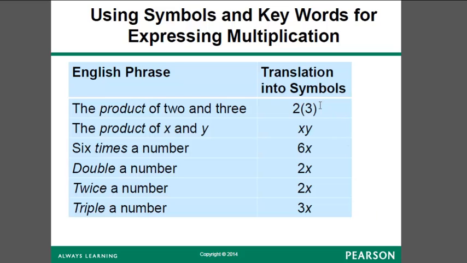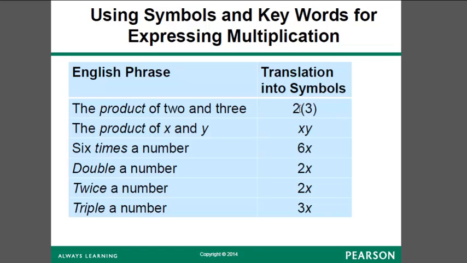Notice under the translation into symbols, there's not a symbol in between anything. It is 2, open parentheses, 3. That does mean 2 times 3. I don't want to use an x here for multiplication because x means something totally different in these cases. So at this point you do want to stop using x for your multiplication. You can use a star or just put them next to each other.